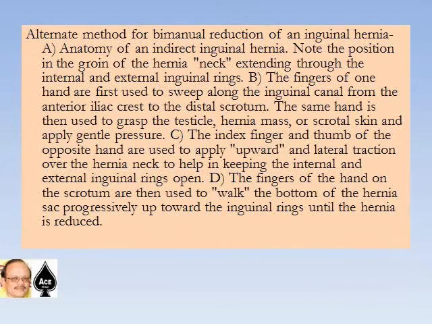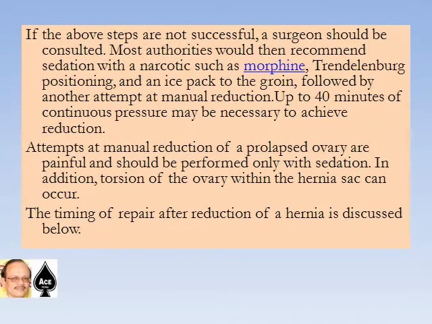The same hand is then used to grasp the testis, hernia mass or scrotal skin and apply gentle pressure. In panel C, the index finger and thumb of the opposite hand are used to apply upward and lateral traction over the hernia neck to help keep the internal and external inguinal rings open. In panel D, the fingers of the hand on the scrotum are then used to walk the bottom of the hernia sac progressively up towards the inguinal ring until the hernia is reduced. This is actually a two-hand method.